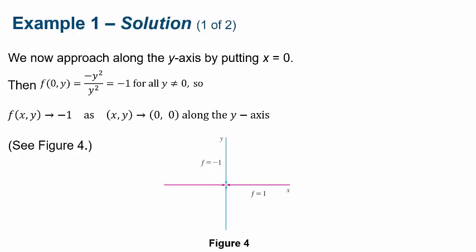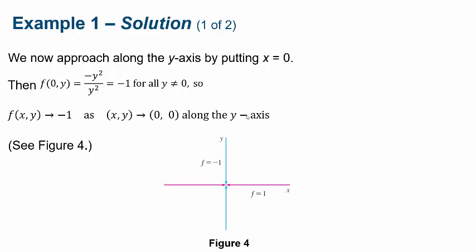All right, but now let's flip this. Let's talk about as we go along the y-axis. Okay, so when you're going along the y-axis, you're putting x is equal to 0. When you plug x is equal to 0 in, this is what you get: minus y squared divided by y squared. And that always equals negative 1. So what you're seeing here is now the function f of x, y goes to negative 1 as x, y goes to 0, 0 along the y-axis.